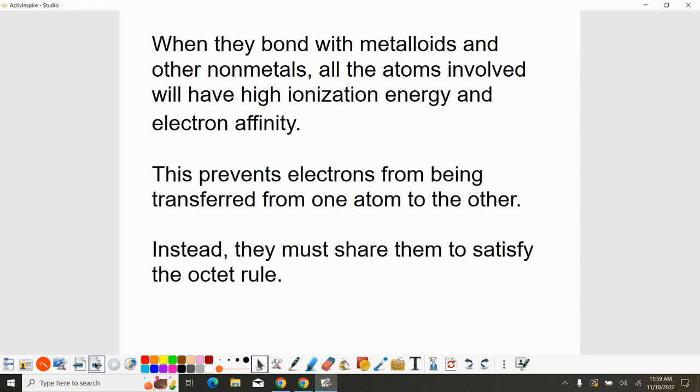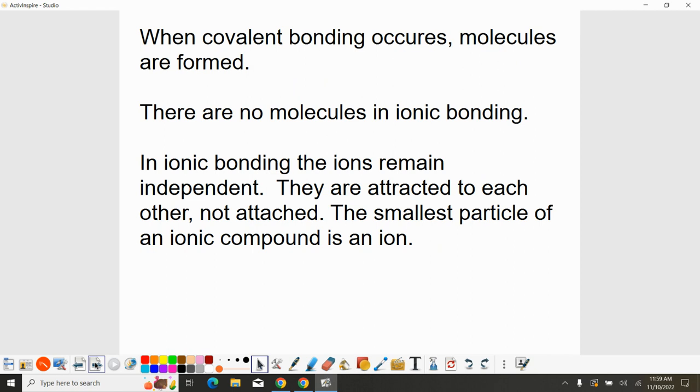When you start combining two nonmetals together, or a nonmetal and a metalloid, both elements involved will have high ionization energy, high electron affinity, so they can't transfer the electrons. Both elements want to gain, neither element wants to give. Because of that, they have to share their electrons to satisfy the octet rule. The sharing of electrons results in the formation of molecules.